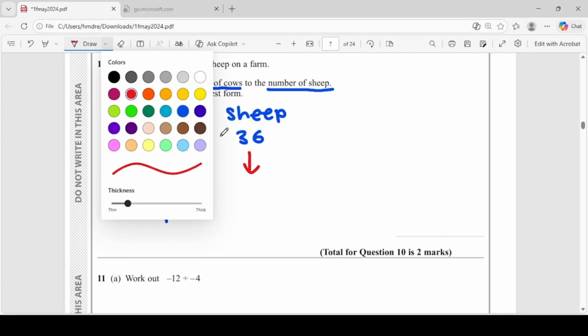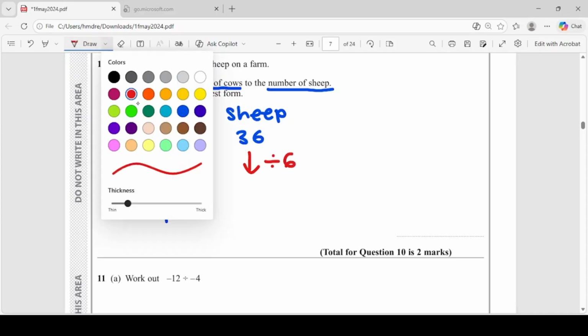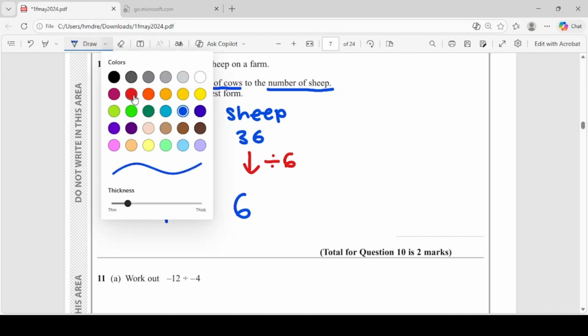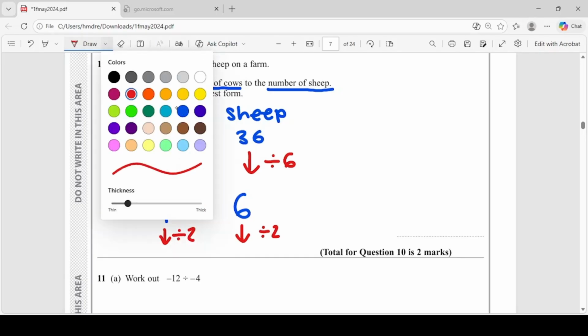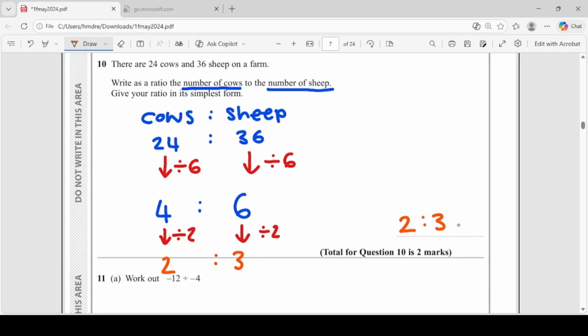36 divided by 6 is 6. Okay, so it's 4 to 6. And then we can see actually we can simplify these further. So we can divide them by 2 again. And let's do that. Just keep simplifying as far as we can. Divide both of them by 2. And we're going to get our final answer here. 4 divided by 2 is 2. 6 divided by 2 is 3. So our final ratio here is 2 to 3.